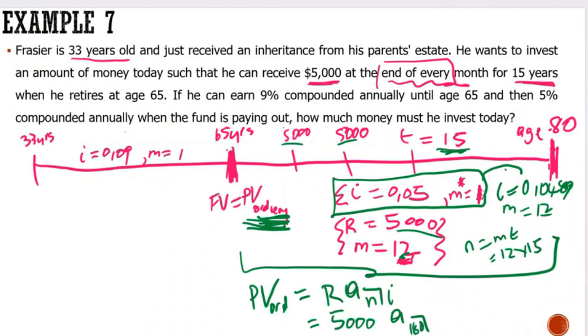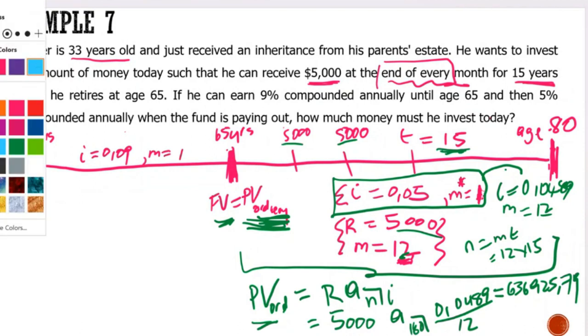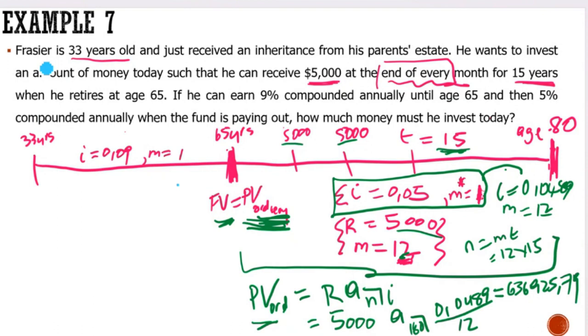And then your I, this is your new I that you went to calculate. It is going to be equal to 0.0489. Remember, this thing is compounding monthly. So now your PV ordinary is going to give you a value of 636,925.79. Remember, this becomes the future value of these periods. It becomes the future value for this period.